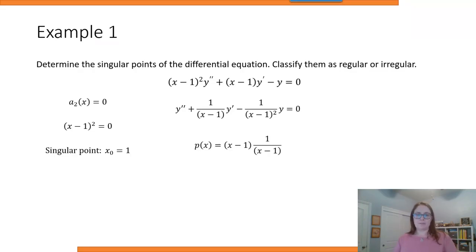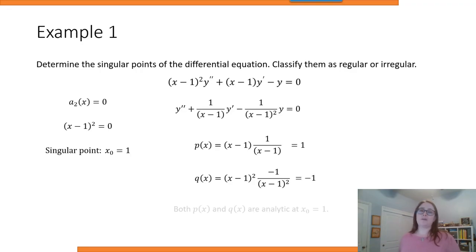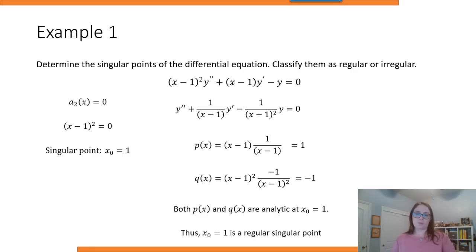So for lowercase p of x, this is going to be x minus 1 times uppercase p of x, which is 1 over x minus 1. And that just simplifies to 1. And that is going to be analytic. I could write that as a power series. For q of x, that's going to be x minus 1 squared now times uppercase q of x. So that's times negative 1 over x minus 1 squared. So that simplifies to negative 1. It is also analytic at x naught equals 1, which means that this is a regular singular point.